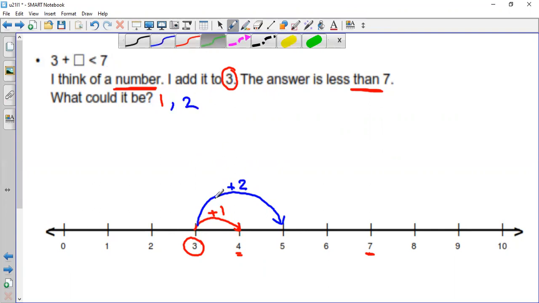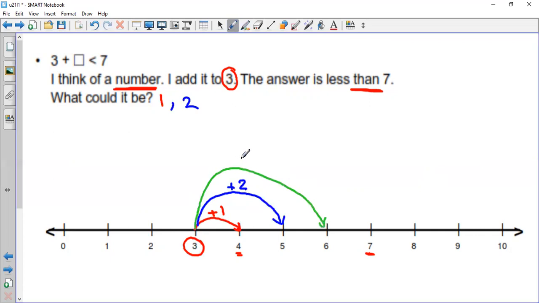And the last solution here is 3, because 3 plus 3 is equal to 6. 6 is less than 7. So 3 is a possible solution. You can check your answer by adding: 3 plus 1 equal to 4, less than 7. Correct. Check the 2: 3 plus 2 is 5, less than 7. Correct. 3 plus 3 is equal to 6. 6 is less than 7. So correct. So for this inequality, I have 3 possible solutions.